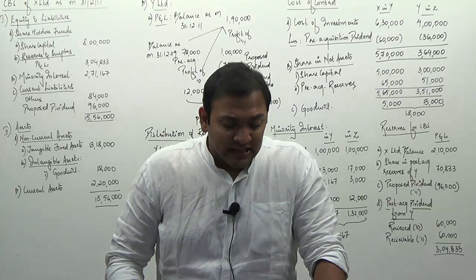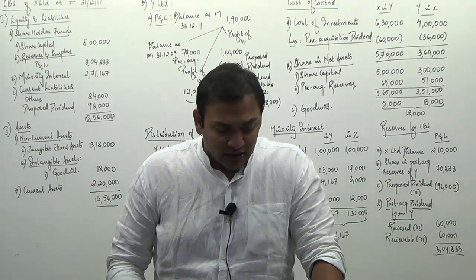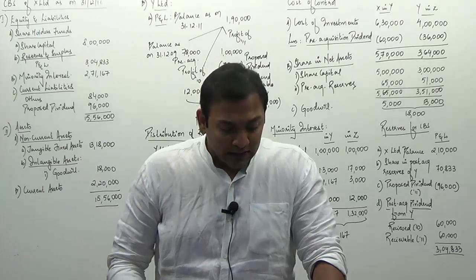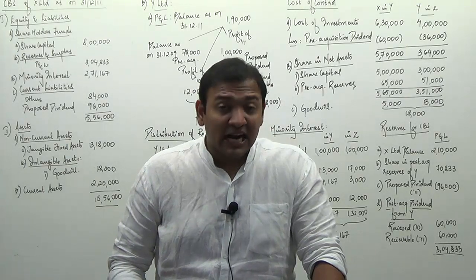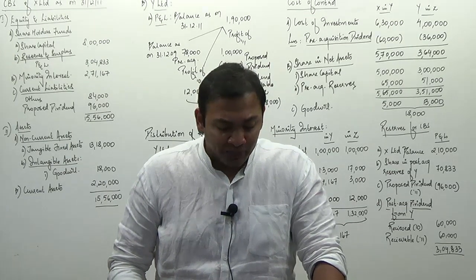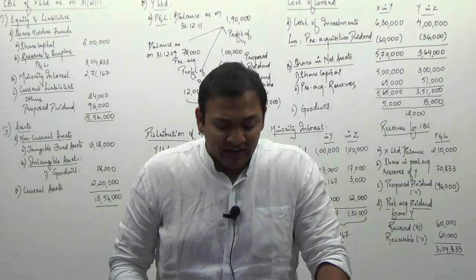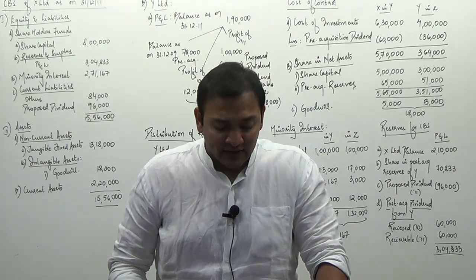The following information is extracted from A Limited as on 31st December 2011. So there are three companies now in the group. That is A, B and C. P&L balance, he started with that. P&L balance as on 31st December 2009, after a provision for proposed dividend, excluding dividend received, is 50,000, 36,000 and 26,000.